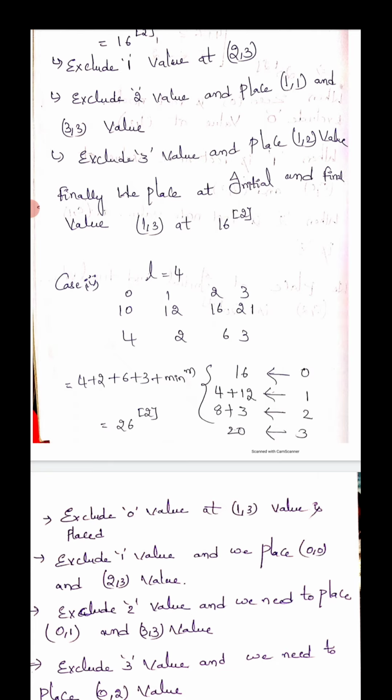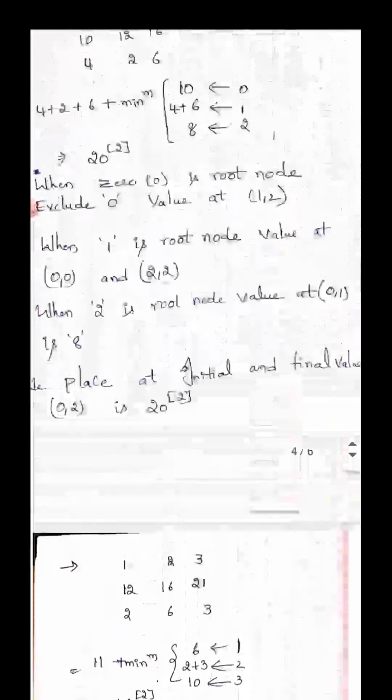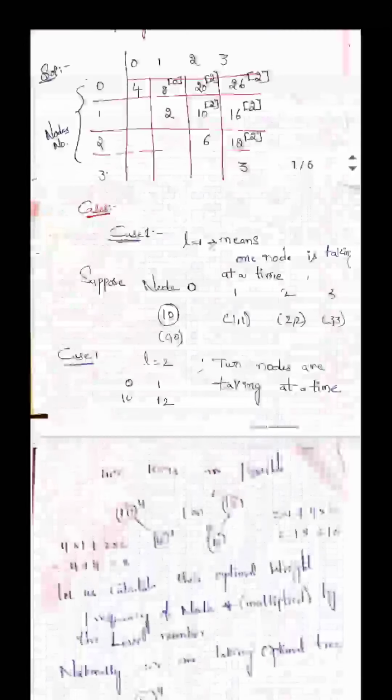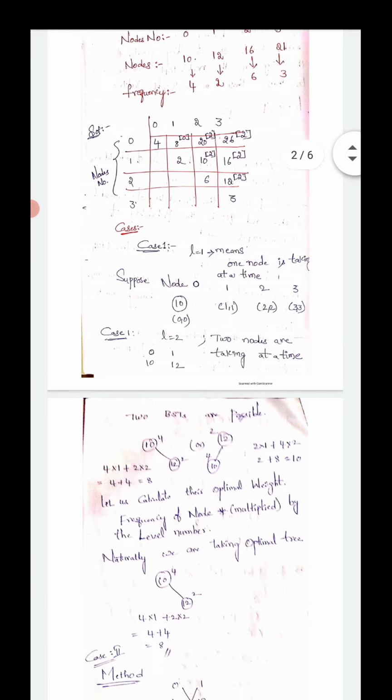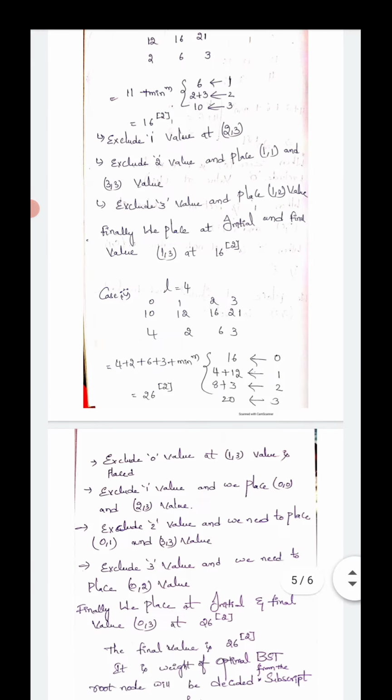Okay, now from the excluded second value, listen carefully. Exclude second value, in the sense if we close the second value, we need to place 0, 1 value and 3, 3 value. Now we can place 0, 1 value and 3, 3 value. Look at the 0, 1 value. 0, 1 value, how much, ma? 8. 3, 3 value, how much? 3. 8 plus 3, amma. Yes, exactly correct. 0, 1 value will be placed at 8 and 3, 3 value will be placed at 3.